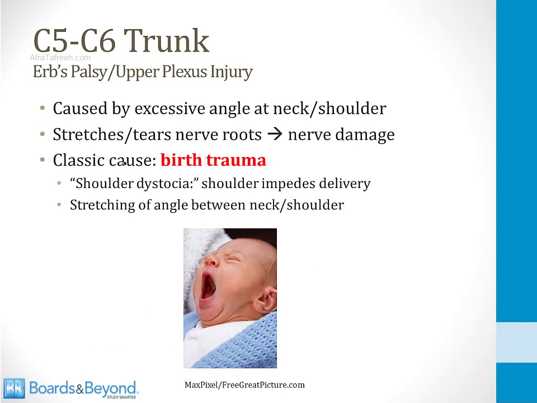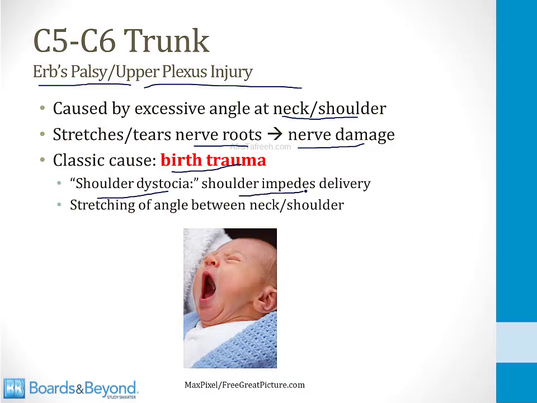A C5-C6 trunk lesion is also called an Erb's palsy or an upper plexus injury, and this type of brachial plexus injury is caused by excessive angle at the neck or shoulder where the brachial plexus originates. This stretches or tears the nerve roots, and that leads to nerve damage. The classic cause of this type of trunk injury is birth trauma. Many babies experience what is known as shoulder dystocia. This means the shoulder impedes delivery through the vaginal canal. So when the baby is ultimately delivered, the baby may have stretching of the angle between the neck and the shoulder, and this can lead to an upper plexus injury.